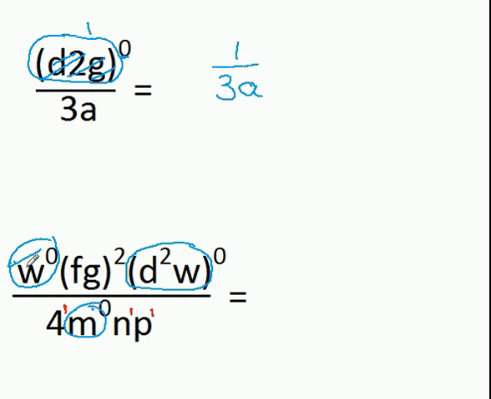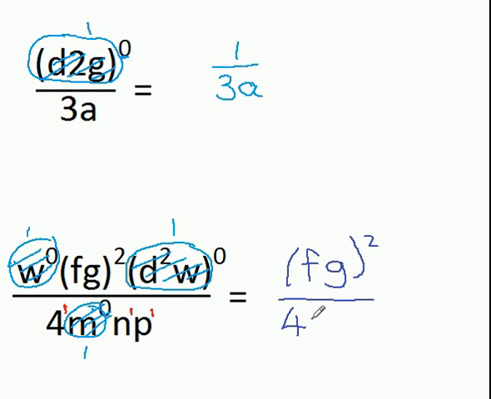So all I need to do is get rid of this, swap it for a 1, get rid of this, swap it for a 1, get rid of this, swap it for a 1, and what I'm left with is 1 times doesn't do anything, so I'm just left with f g squared, excuse the scrappy writing there. The 4 is staying, the n and the p are staying.